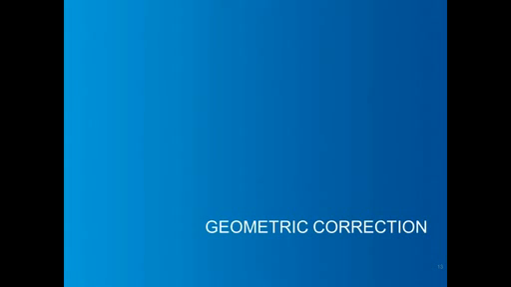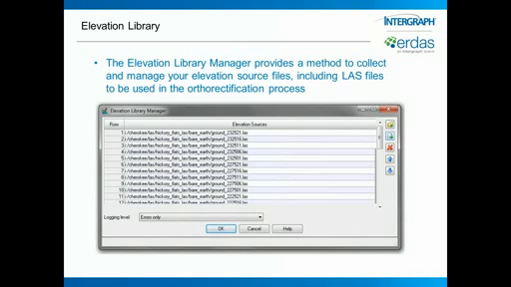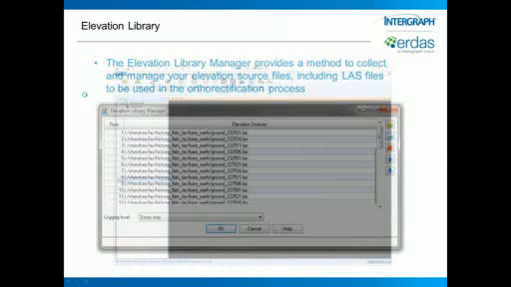So next we'll look at some of the geometric correction tools. Like I mentioned, our analysis is only as good as the data is accurate. So we have a number of different tools for correcting your data inside of Imagine. If we're creating orthos, that requires an elevation file. And something that we added recently was an elevation library manager where we can manage all of our terrain data and not have to go and locate a terrain file every time we're creating an ortho inside of ERDAS Imagine.